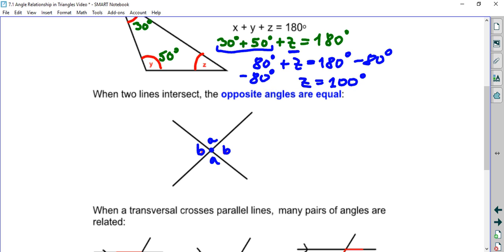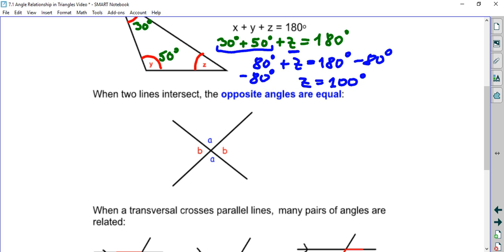How that's going to be used is that, let's say, we have angle A is 30 degrees. Right away, based on this relationship of opposite angles, I know that the opposite angle right across the intersection point is also 30 degrees. And that's really how we're going to use it.